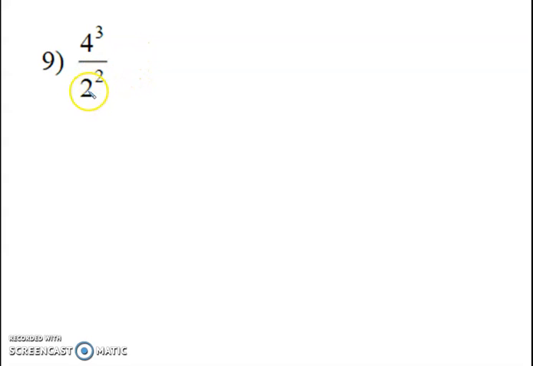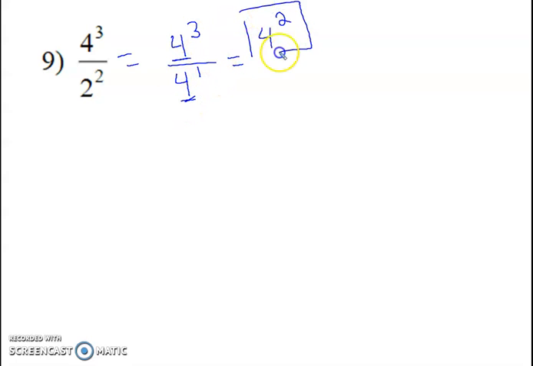First way, what is 2 squared really? It's really 4, right? And if I don't have an exponent, it's 4 to the 1. So I could make this 4 to the third over 4 to the 1, which we would know. Now I've got the same bases, so I can do 3 minus 1 is 2, 4 squared, and we know what this is, 16.